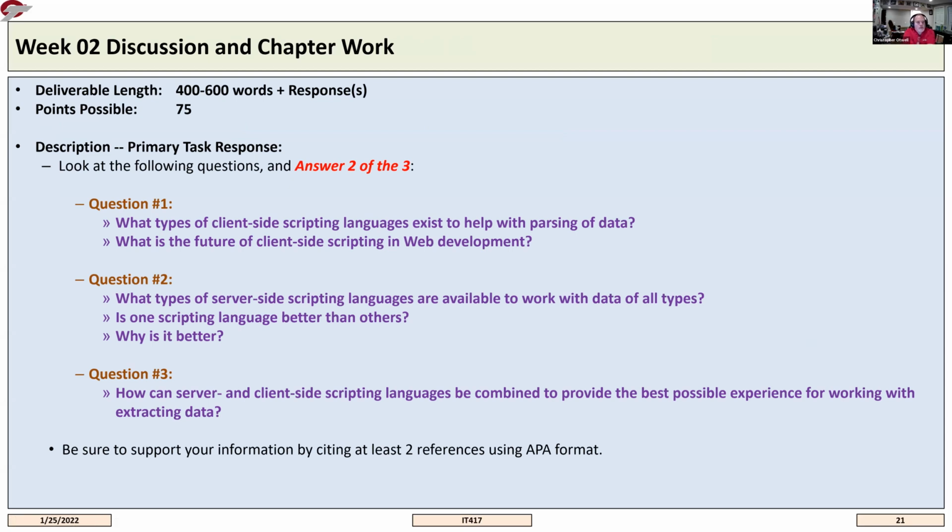All right, week 2 discussion topics. You're expected to answer 2 of these 3 questions. What types of client-side scripting languages exist with parsing data, and what is the future of client-side scripting? That is 1 question out of 3, so don't take each line as a different question. It's each set of questions. You have to answer 2 of the 3. Number 2 is how server-side languages are used to work with all types of data. Is one scripting language better than others? Why or why not? Give a reason why you think one scripting language is better than another. And number 3, how client-side versus server-side scripting languages can be combined for the best possible ways to extract data.